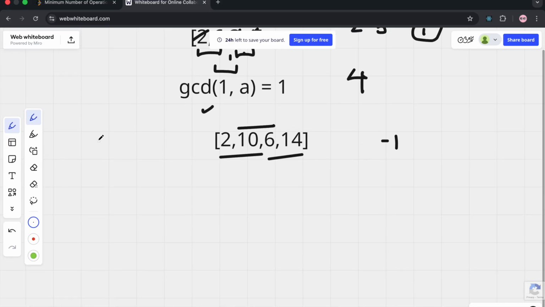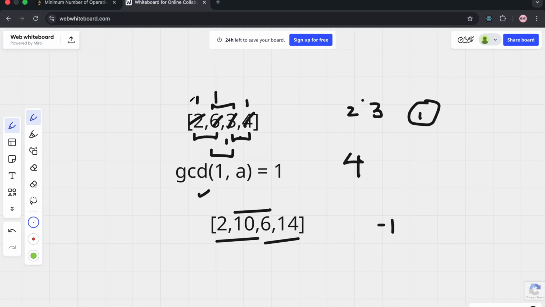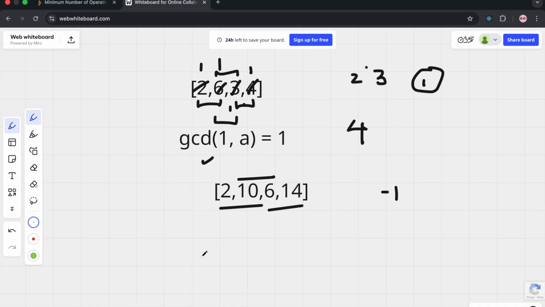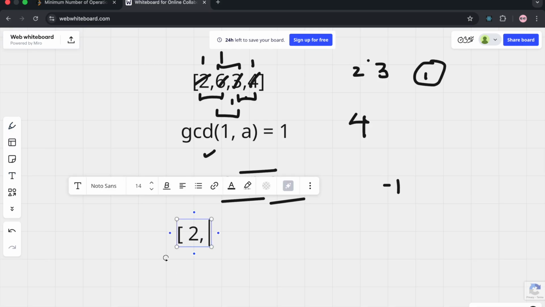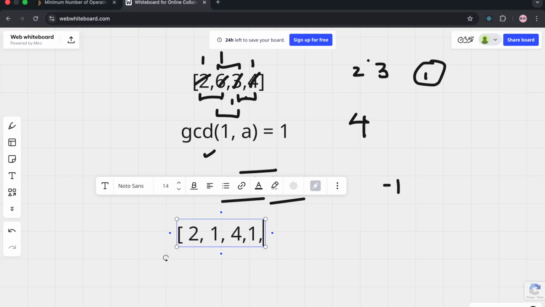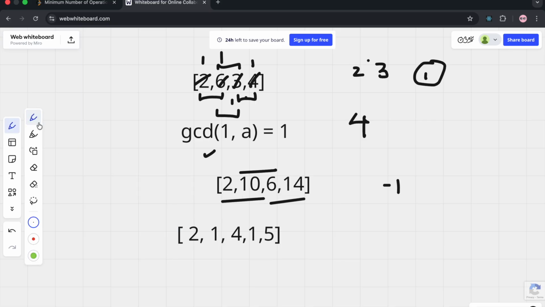So how will we proceed with this? Let's say we need 1. How many ones are in the array? Because those are the values which are already at the value one. So we will count. We can say 2 1 4 1 5. So we will count how many values are already ones, for example this and this. So two values are already ones, so we need to convert 2, 4, and 5.